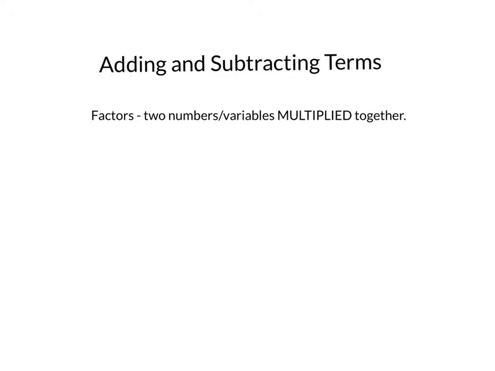So, for instance, if you have 5a, 5 and a are both factors in this expression. Once again, this is multiplication. I could put a dot there if I wanted to, but there's understood multiplication there. The 5 in this particular case is also known as the coefficient, and the a is known as the variable. But factors are numbers and variables that are multiplied together.